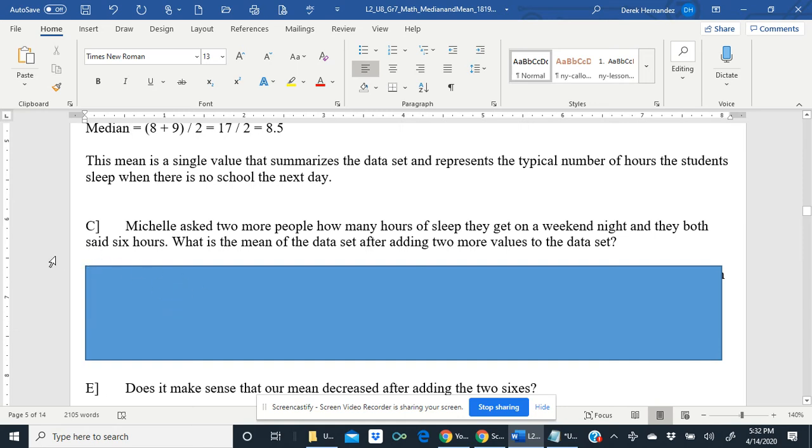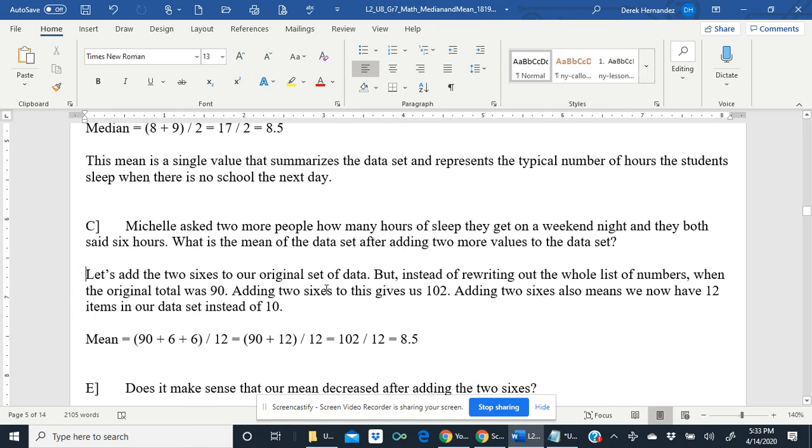Moving on. C. Michelle asked two more people how many hours of sleep they get on a weekend night, and they both said 6 hours. What is the mean of the data set after adding two more data values to the data set? So originally we had 10 data values. Now we're going to have adding two more. So that gives us, you guessed it, 12 data values.